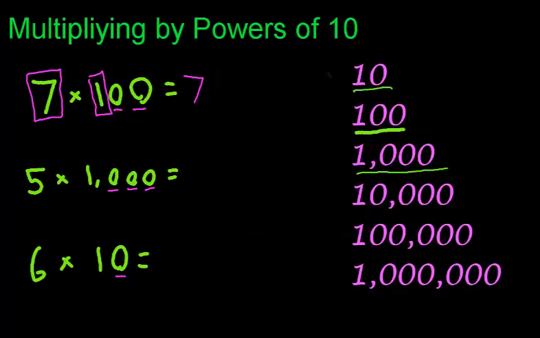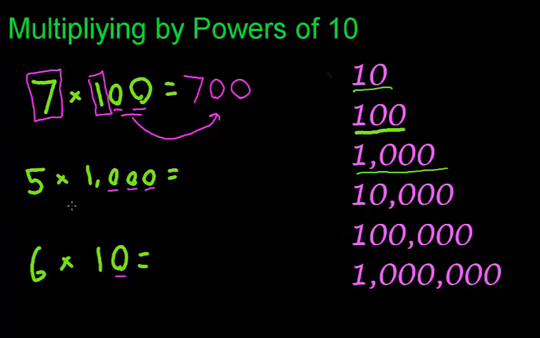Now, at the end, anytime you multiply by numbers with zeros at the end, you just add the zeros to the end of the answer. So I knew 7 times 1 was 7, and then I'll bring these 2 zeros to the end of my answer to make it 700. So 7 times 100 is 700.